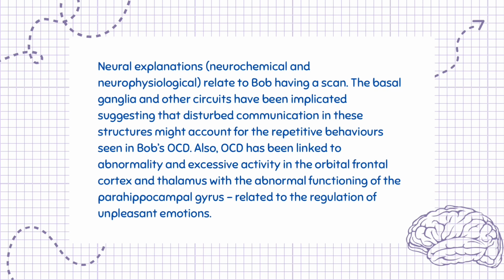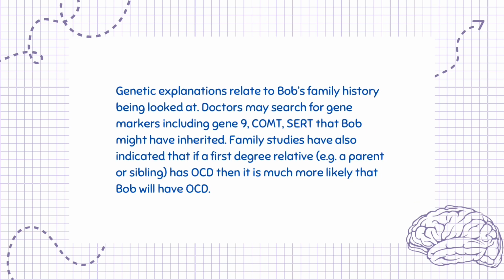Also, OCD has been linked to abnormality and excessive activity in the orbital frontal cortex and thalamus, with the abnormal functioning of the parahippocampal gyrus, related to the regulation of unpleasant emotions. Genetic explanations relate to Bob's family history being looked at. Doctors may search for gene markers including gene 9, COMT, SERT that Bob might have inherited. Family studies have also indicated that if a first-degree relative, e.g. a parent or sibling, has OCD, then it is much more likely that Bob will have OCD.